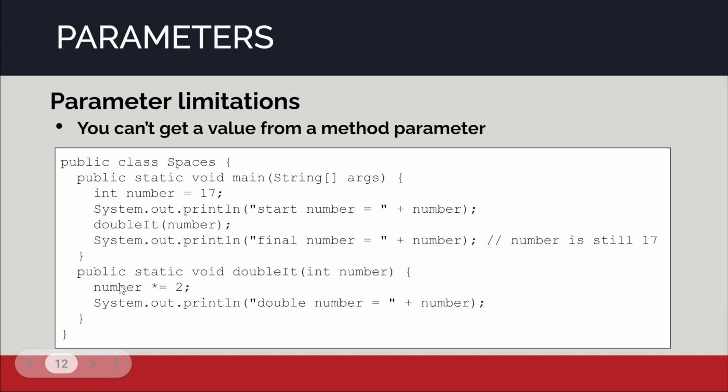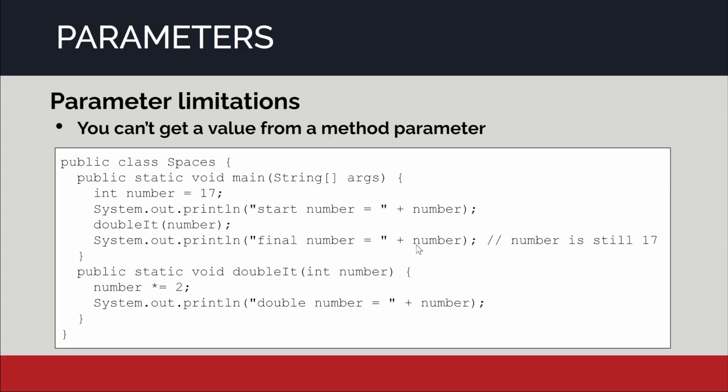So walking through the code, what you might expect it to do is we start at 17, and then we print start number equals 17, and then we go into double it. 17 gets doubled, and then it says double number equals 34, and then we go back to this line. Well, number has been doubled, so it should say final number equals 34, but it doesn't. If you actually run this code, it'll say final number equals 17.